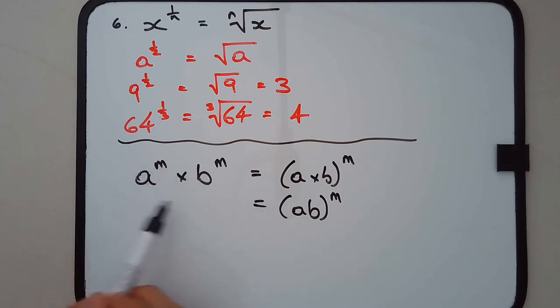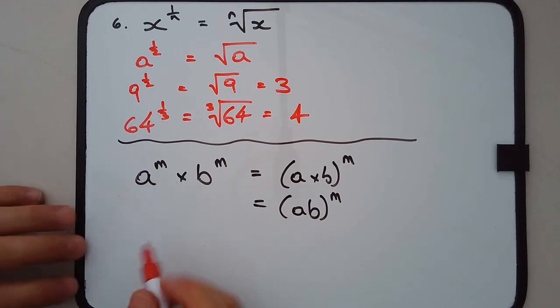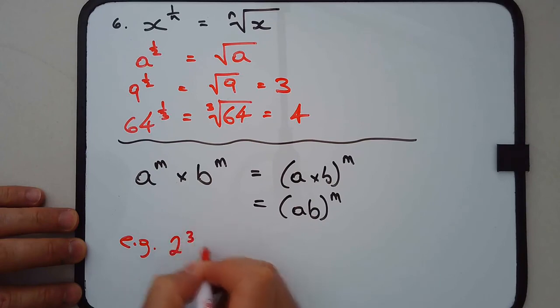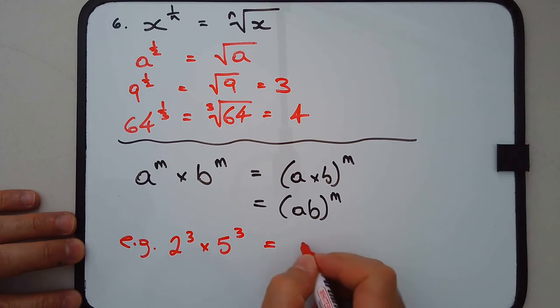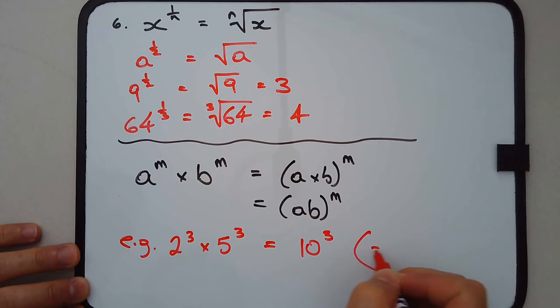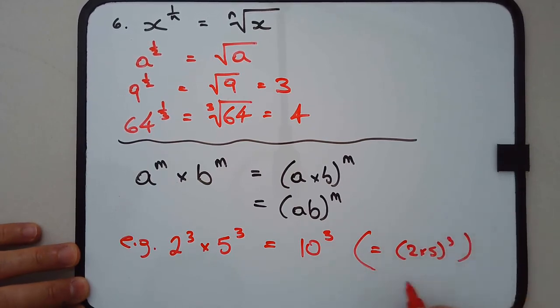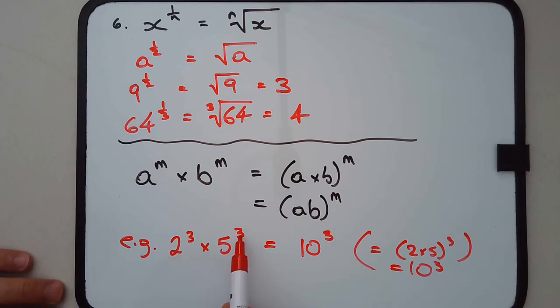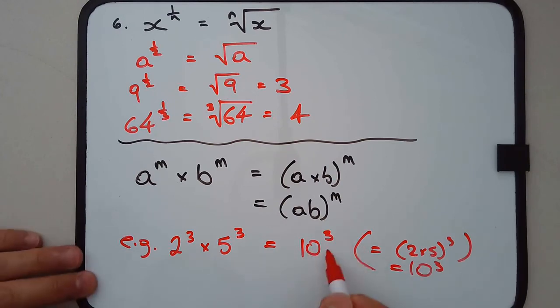It is actually another very, very useful rule. As an example, again, I'm using that rule back to front. If we had, say, 2 cubed times 5 cubed, that is really just 10 cubed, because it's just the same as 2 times 5, all cubed, which is again just 10 cubed. And if you don't believe me, 2 cubed is 8, 5 cubed is 125, 8 times 125 is 1000, which is 10 cubed, so that certainly works.